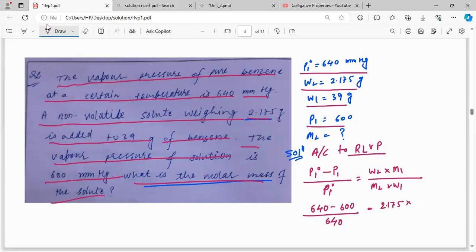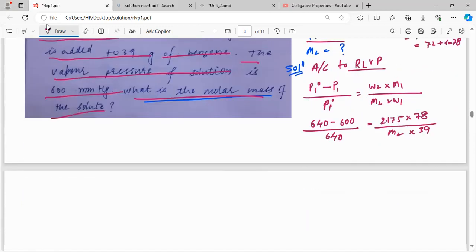M1 is the molar mass of benzene. W1 is what they are saying, 39 gram of benzene. So what will be the molar mass of benzene? C6H6, that is 12 into 6 plus 6. So 72 plus 6 is equal to 78. So we are mentioning 78. Are you getting this? Yes, sir. M2 they are asking. W1 they are already saying, 39 gram.